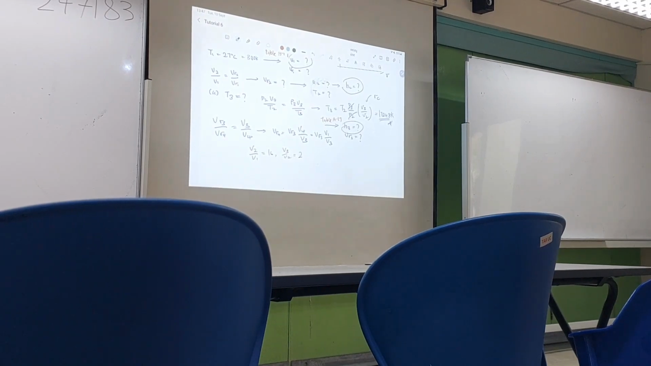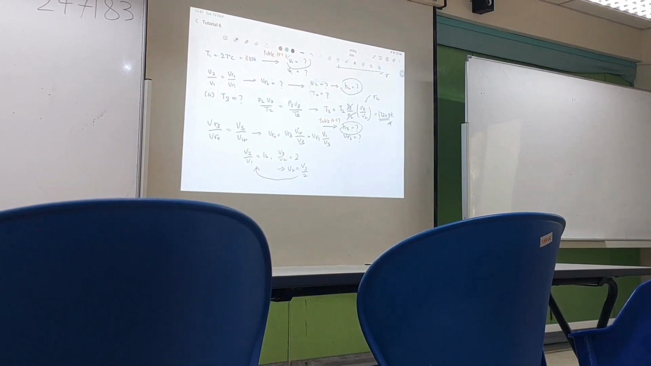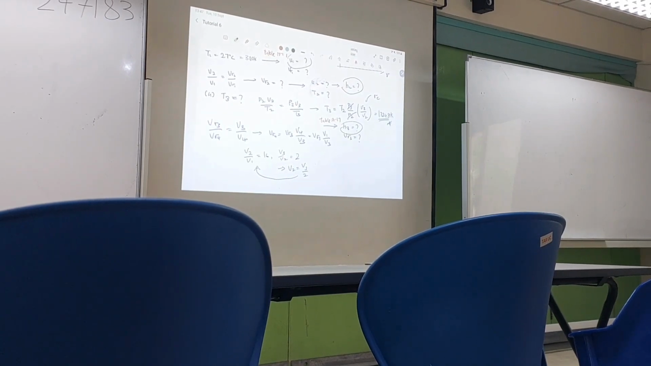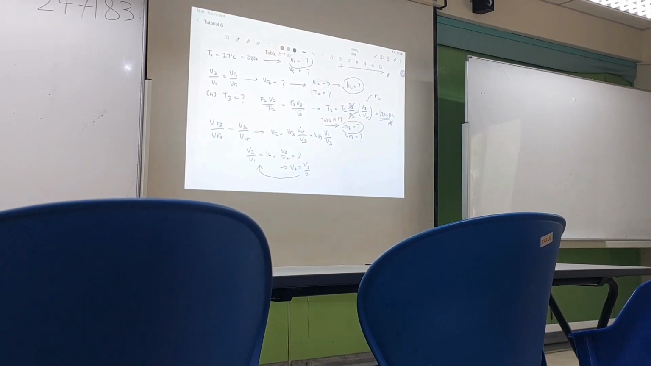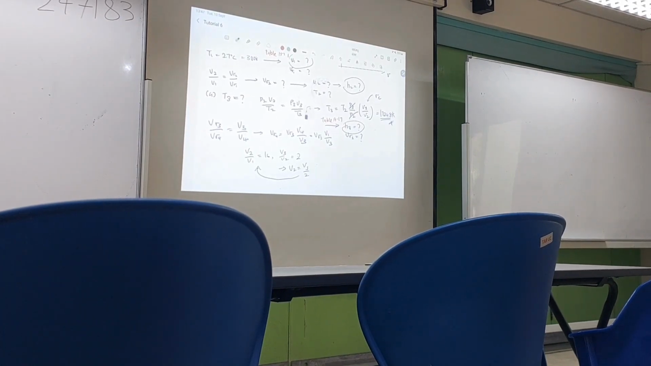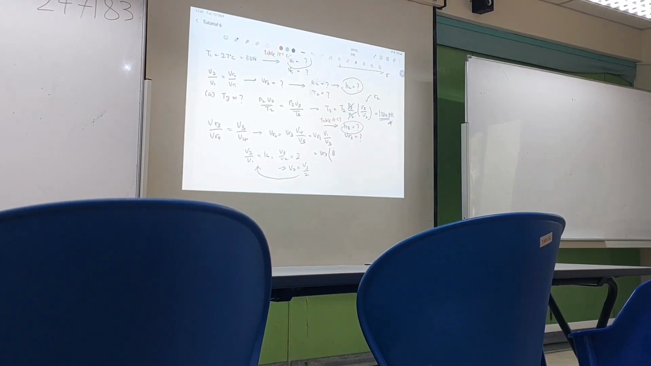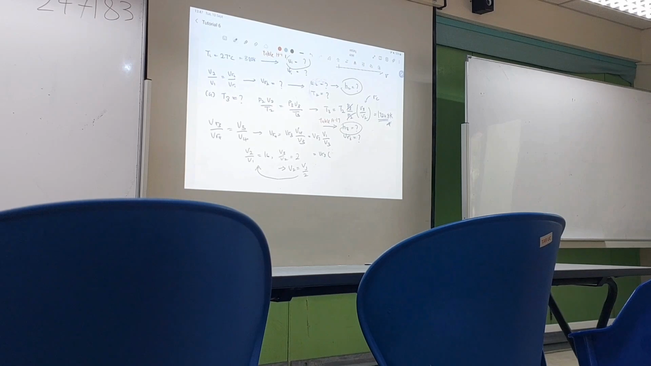Because from here we know that V2 is equal to V3 over 2. So you put this into here. So you should end up with vr4 equal to 8. Yeah, this is 8.